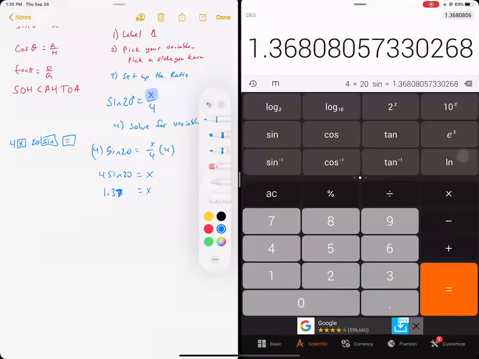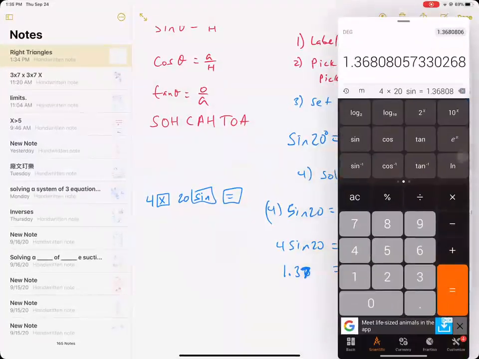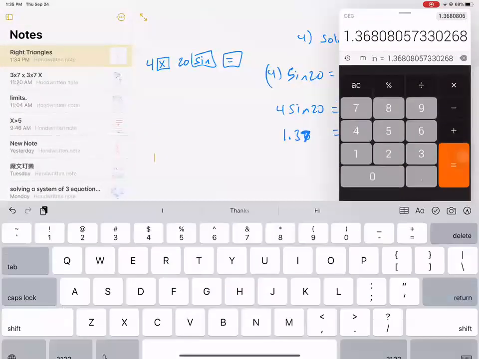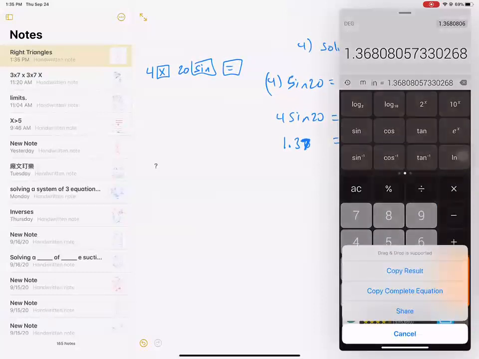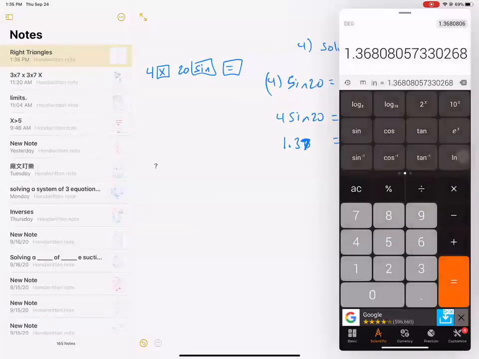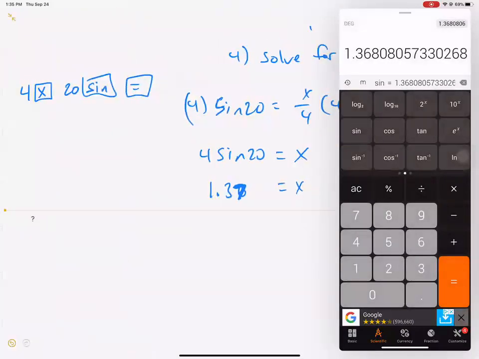Oops, go away. Forgot how to get rid of it. Whatever. I'll leave it out for a little bit. We'll use it in just a moment.